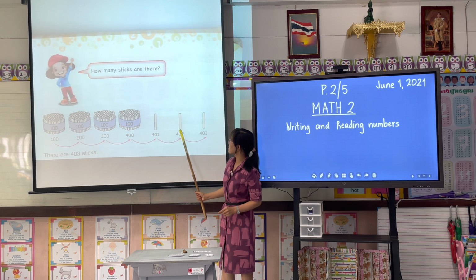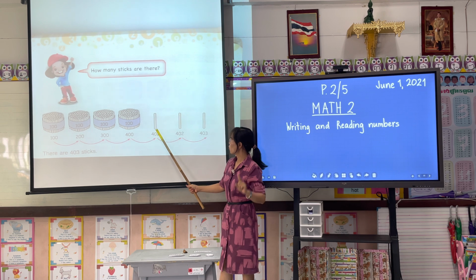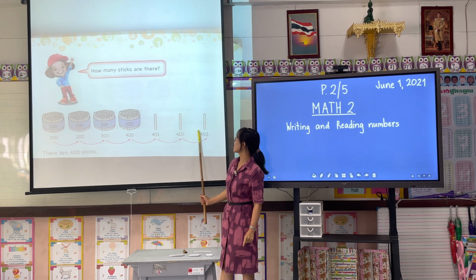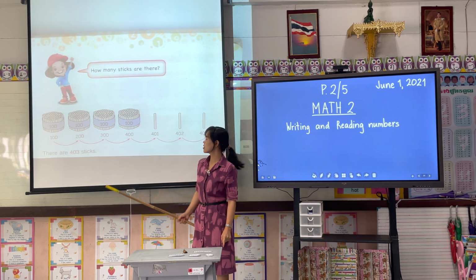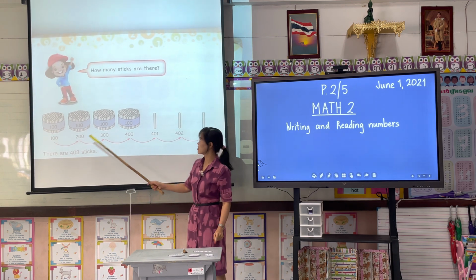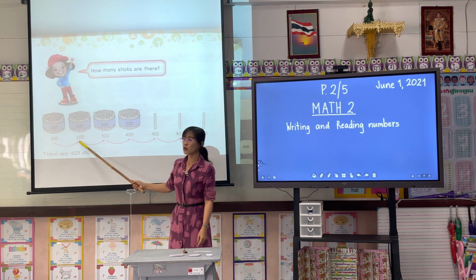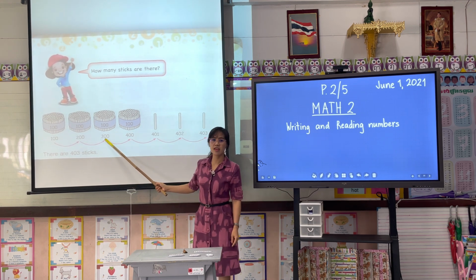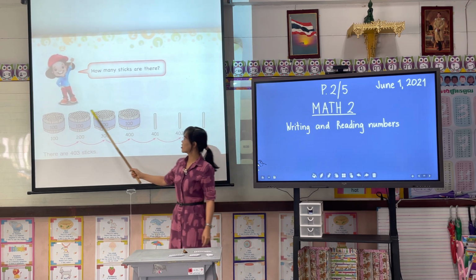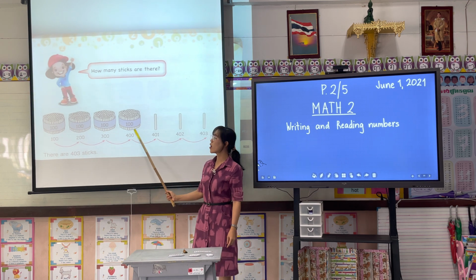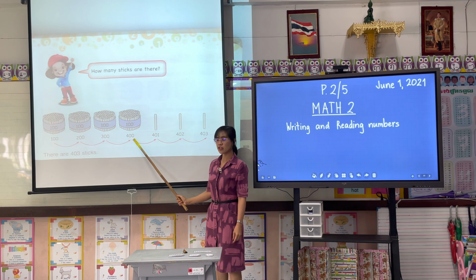And then here, how many sticks are there? Now we have single sticks, okay? 1 stick, 2 sticks, 3 sticks. Alright? Now you're ready to count. Let's count by hundreds. So that is 100, 200, 300, 400. Okay? So that is 4 groups of 100 is equal to 400.